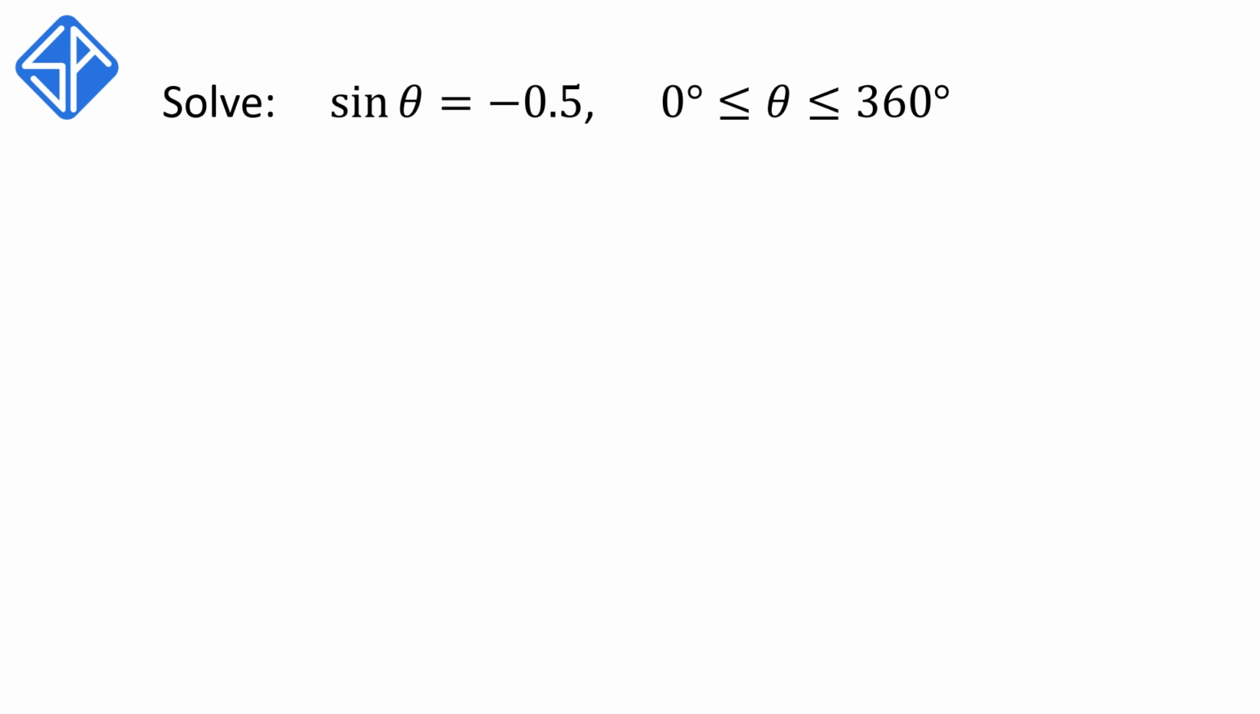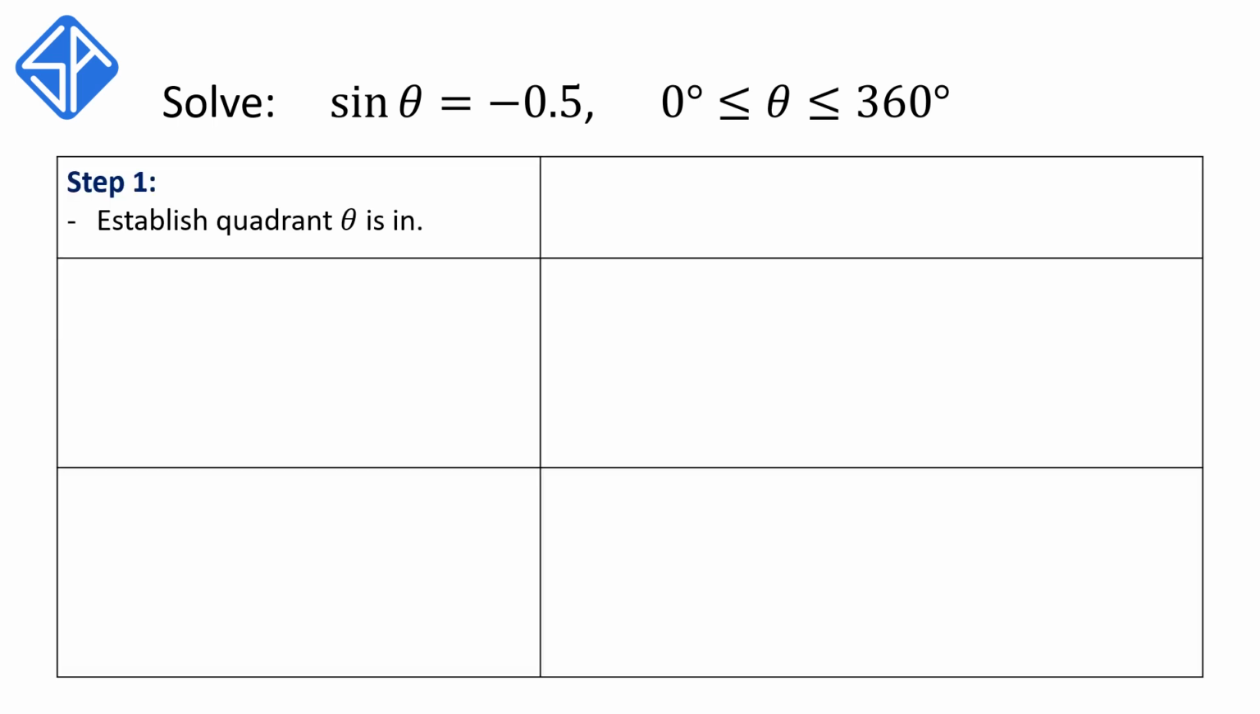For our first example, we're going to solve the equation sine theta is equal to negative 0.5, with theta being between 0 degrees and 360 degrees. We're going to break this up into 3 steps. The first step is to establish which quadrant theta is in. Since sine theta is negative, this means that theta is either in Q3 or Q4.